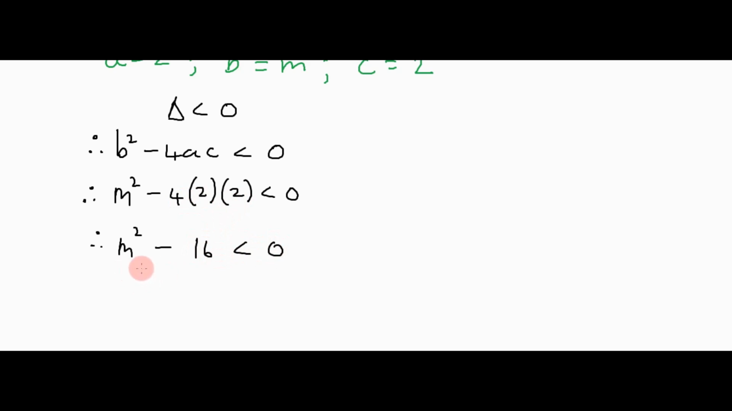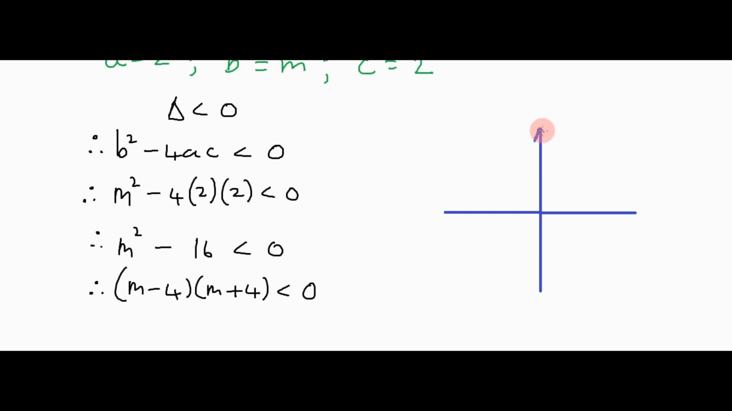0. This is a quadratic inequality, and it's also a difference of squares. So we can factorize this on the left-hand side as m minus 4 times m plus 4 being less than 0. We need to solve this inequality, so we're going to draw a graph, a parabola. So the roots of this parabola will be plus and minus 4. So negative 4 and positive 4.